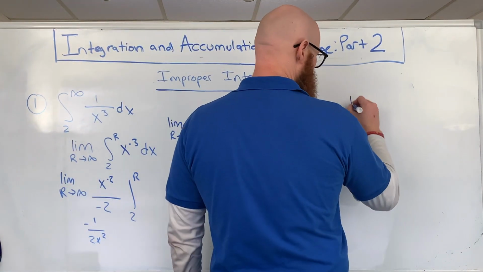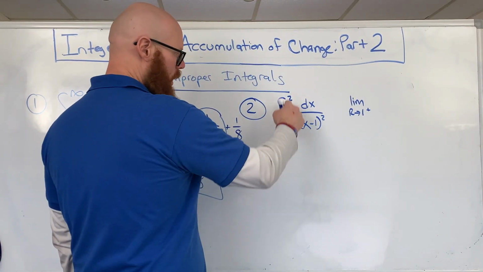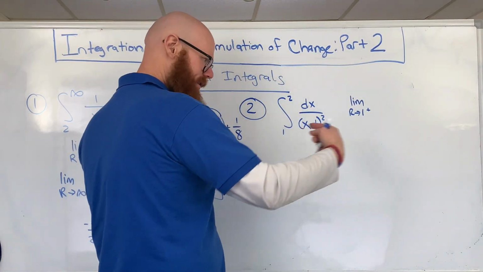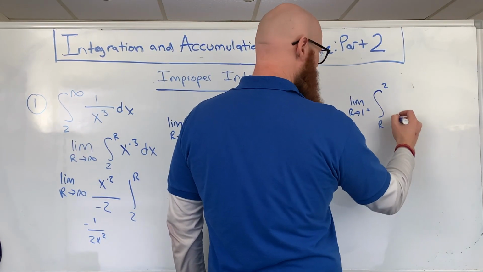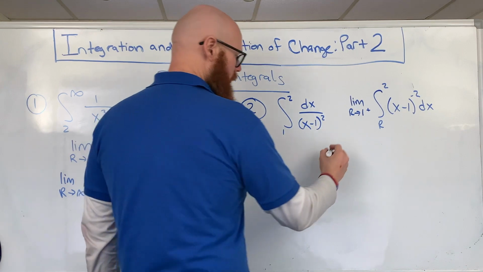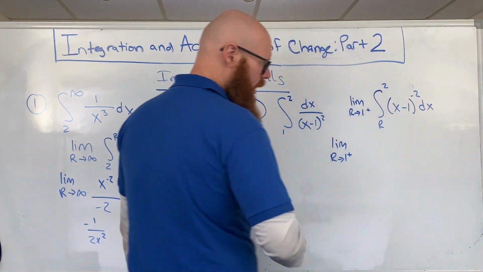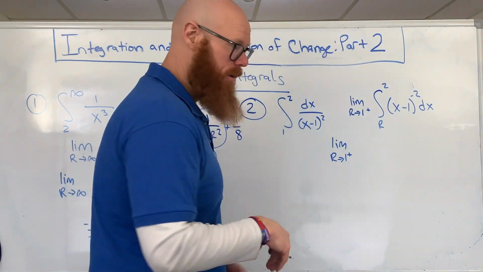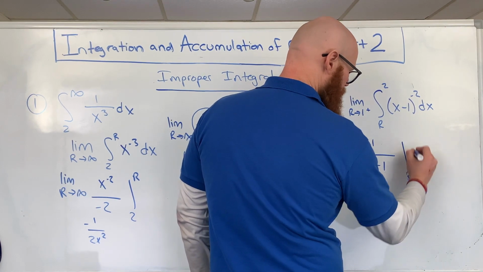So I'm going to do it in a similar way. I'm going to take the limit as r goes to 1 from the right, because between 1 and 2, I'd be approaching 1 from the right side. Then that would be the integral from r to 2. Again, I'm going to think of this as x minus 1 to the negative 2 dx. So I have the limit as r approaches 1 from the right. The integral of this, I'm going to add 1 to give me negative 1 and divide by negative 1. So it really becomes negative 1 over x minus 1, evaluated from r to 2.